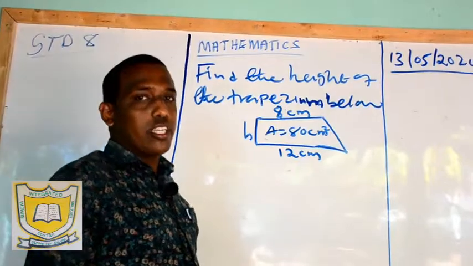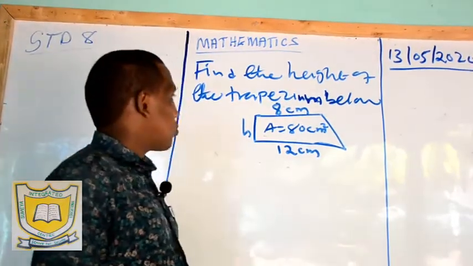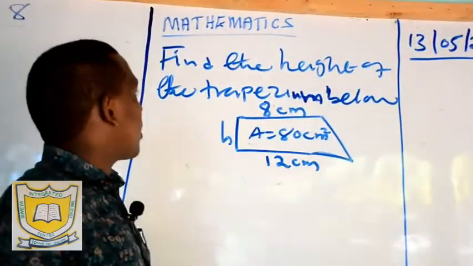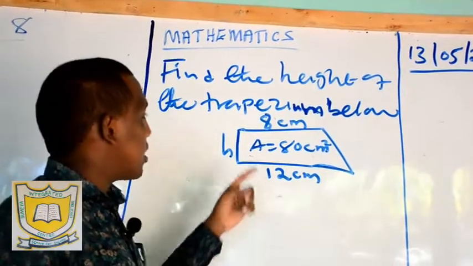Remember, we have been dealing with area, and it's just a continuation of what we have been doing. There's a question here. You are told, find the height of the trapezium below. Find the height of the trapezium below.